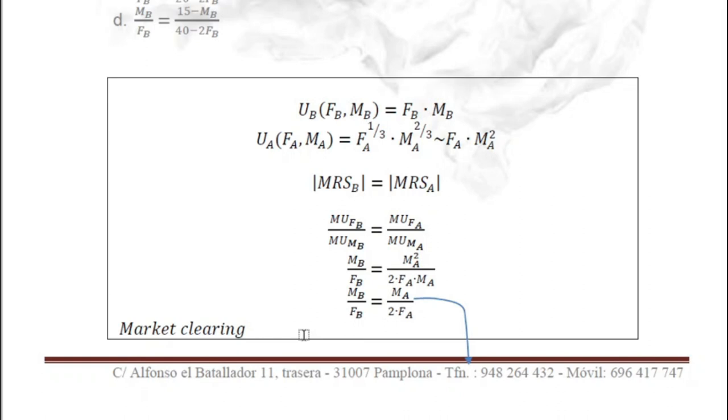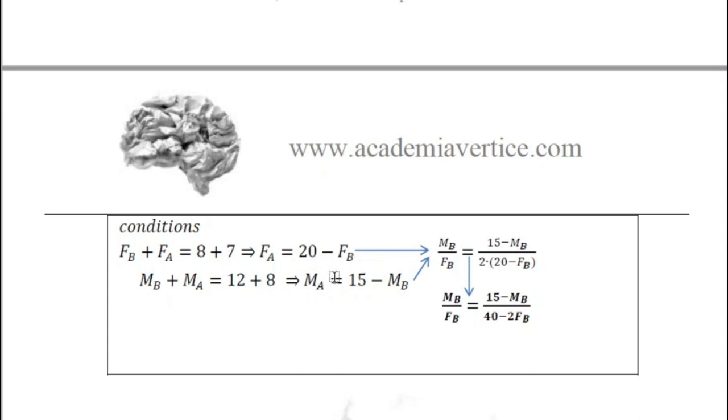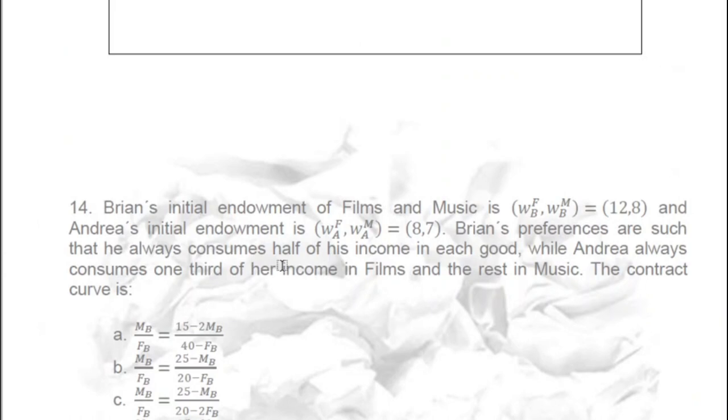Then we go to the market clearing conditions and we isolate, for example, the variables for Andrea, okay? I usually leave the contract curve with the variables of the consumer that is at the southwest corner, okay? Then the market clearing conditions are these, okay, in total 15 units of films, 20 units of music. So, well, I think it was 20 units of films, yeah. Yeah, 12 plus 8 are 20 units of films, and 8 plus 7 are 15 of music.